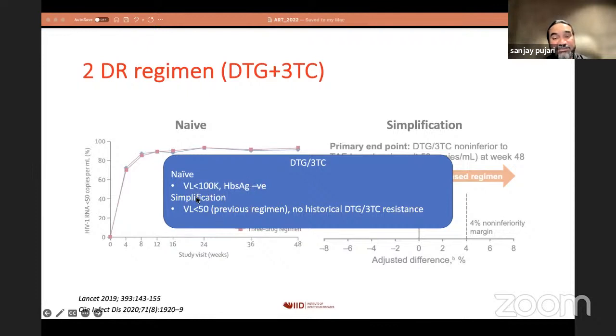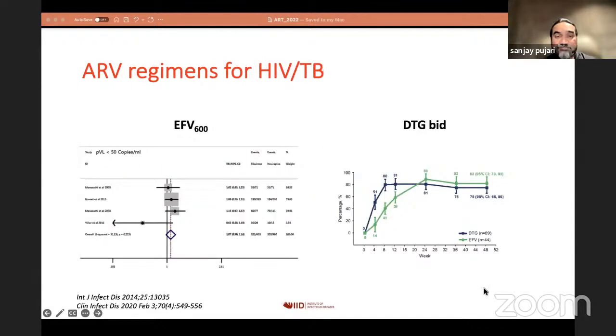In the simplification scenario, we can use it in a patient who is stable on ART, has viral load less than 50 copies at least for 6 to 12 months, and has no historical DTG 3TC resistance and is HBsAg negative. So this is where we can use it, and we have currently been simplifying a lot of our patients onto a 2-drug regimen from a 3-drug regimen.